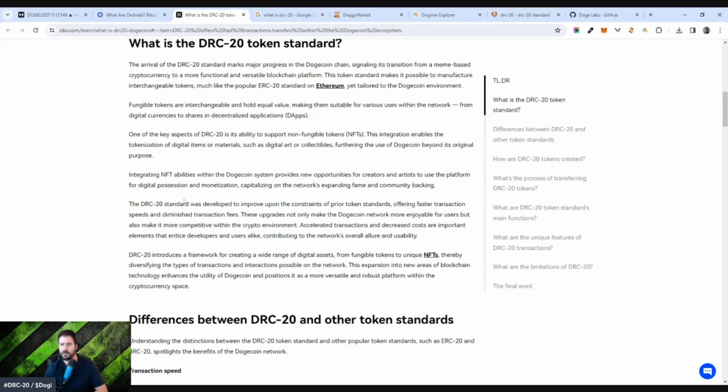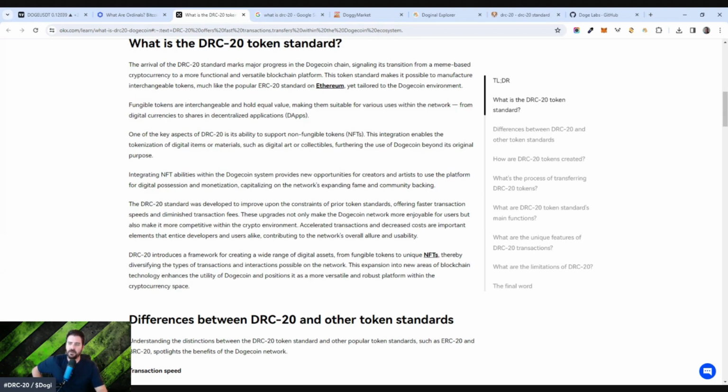I want to read one more piece here because I think this is quite important. The DRC-20 standard was developed to improve upon the constraints of prior token standards, offering faster transaction speeds and diminished transaction fees, right? That's been a huge issue with Ethereum, is the network has been clogged. It's been very expensive. The price of gas goes up whenever you want to use it. And it's frankly ridiculous to have to use ERC-20 and even to use gas. It's getting ridiculous. I don't even really like Ethereum that much because it's too expensive to actually use as a utility. So I like this standard better.